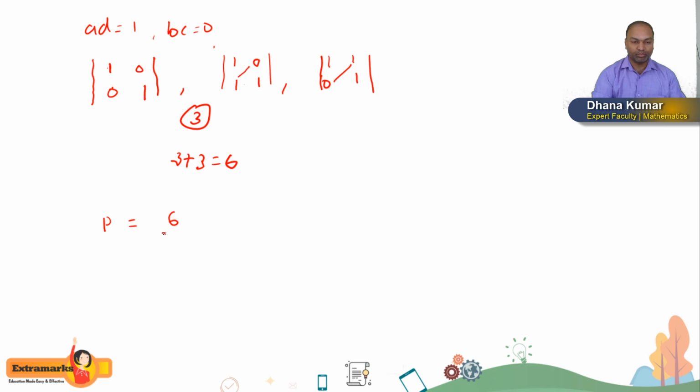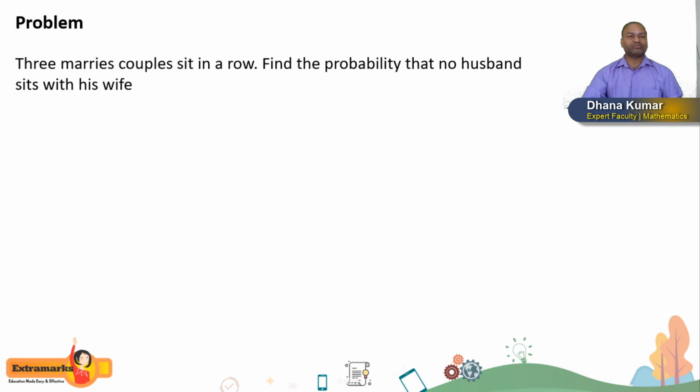So the probability is equal to favorable cases by total number of cases. I think cancellation is possible. 2 3s are 6, 2 4s are 8. That is equal to 3 by 8. The answer is 3 by 8. Clear? Let us come to the next question.